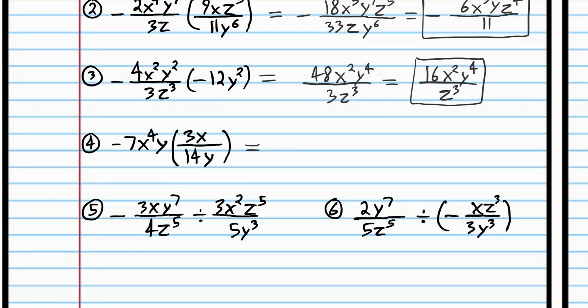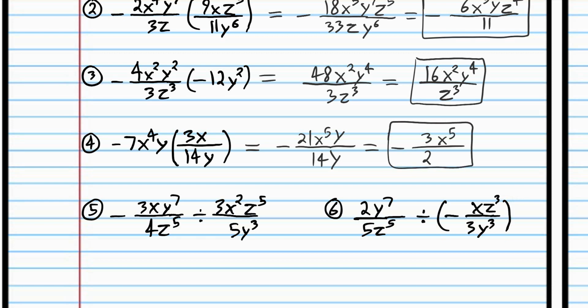Alright, we're back. And we just have to reduce. Divide 21 and 14 by 7 and you get 3 over 2. And the y's just cancel out. So if you got that answer, good job.